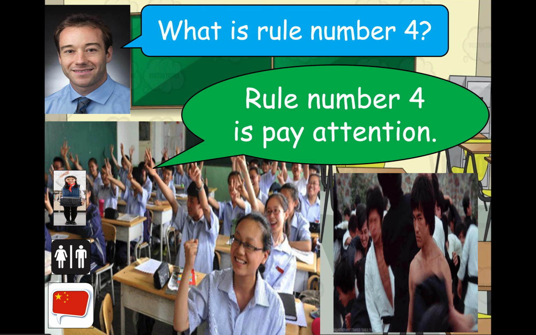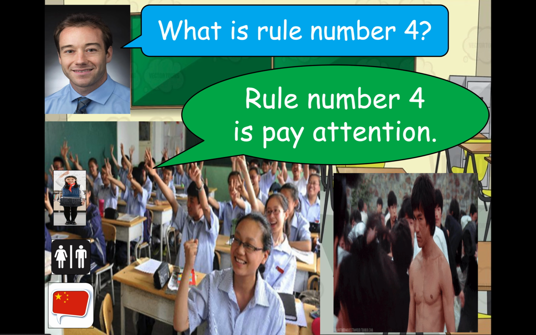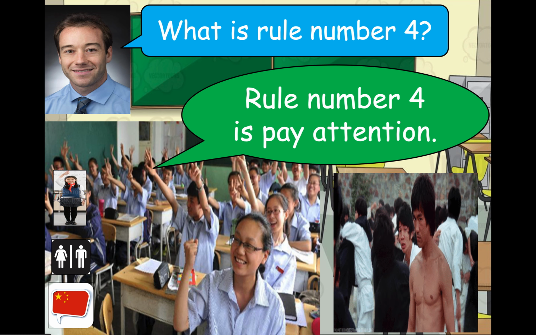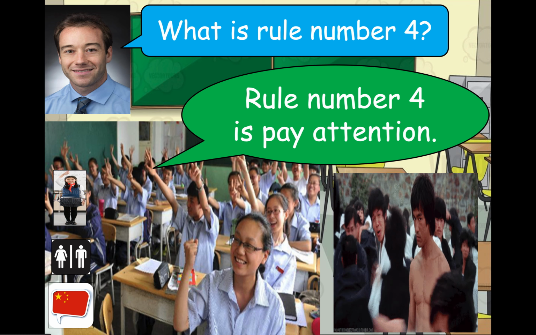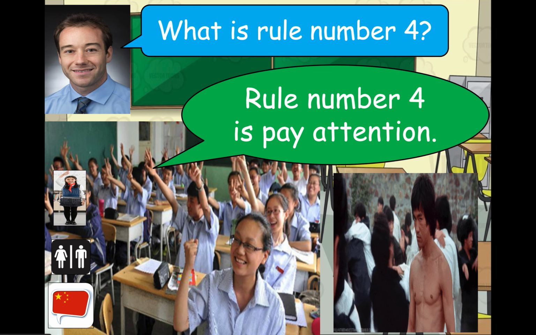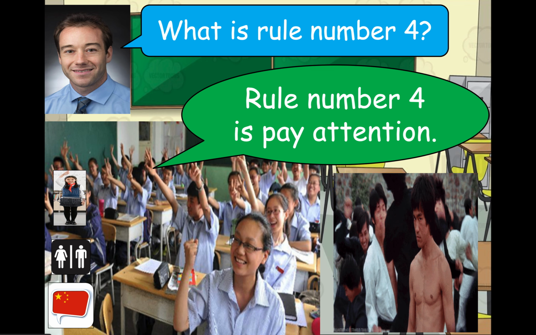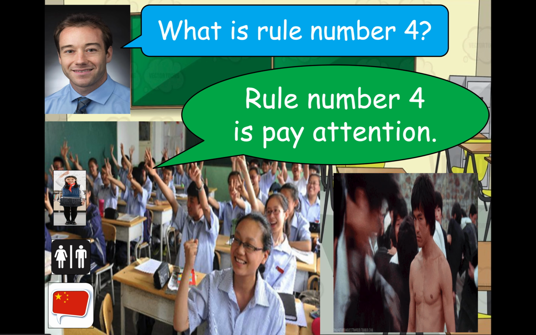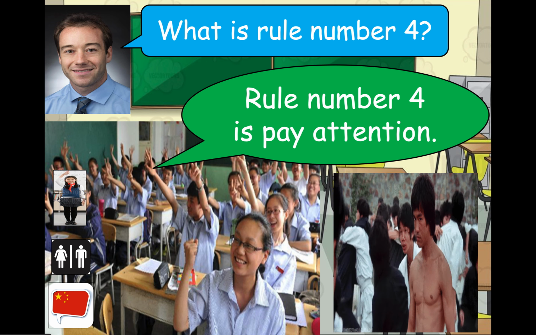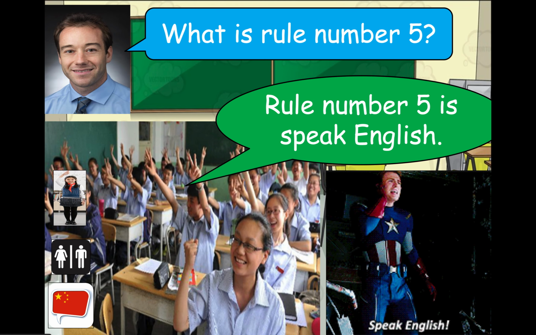Now, in the beginning of the year, I had the Chinese translation for this. By this point in the year, they understand what it means, so I don't need to explain it. They understand. I do an action, right? Pay attention. I'm looking at them and pointing at my ears, making it very clear what it means, okay? Rule number 5 is speak English.